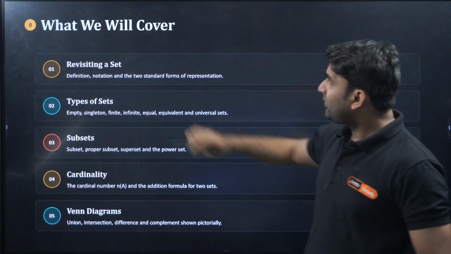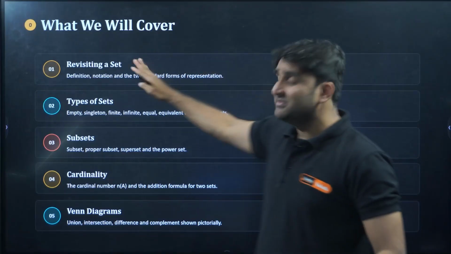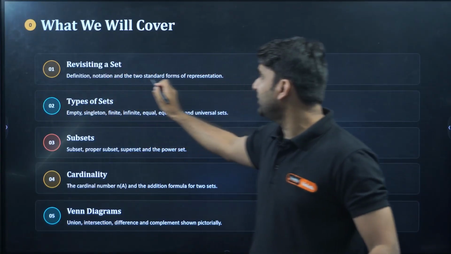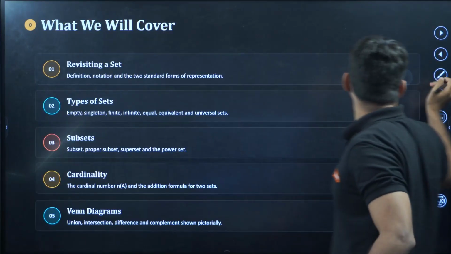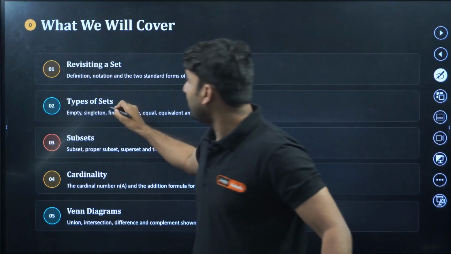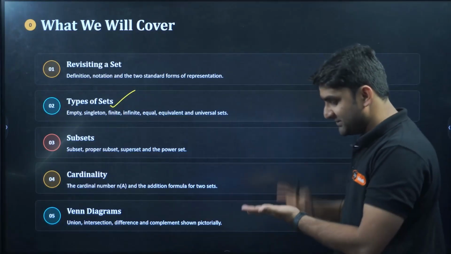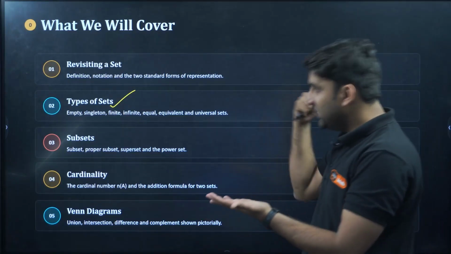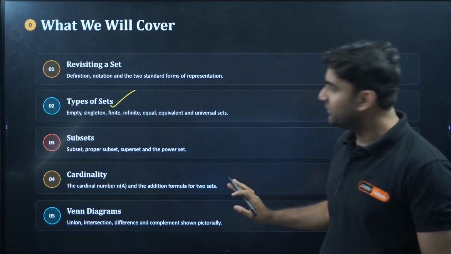So what will we cover in this video? Basically we are going to talk about revisiting a set: definition, notation, and 2 standard forms of representation. And the most important thing we are going to talk about is types of sets. What are called empty sets, singleton sets, finite sets, infinite sets, equivalent sets, equal sets, and universal sets. So many things we are going to talk about.